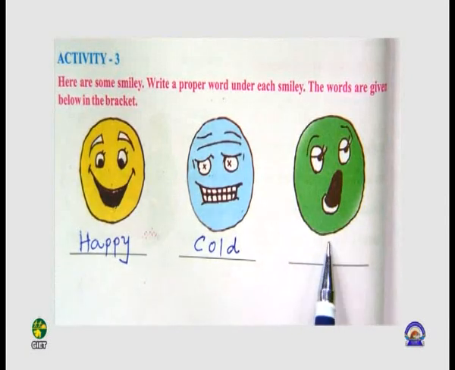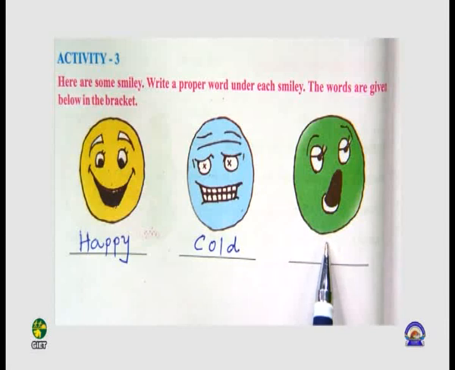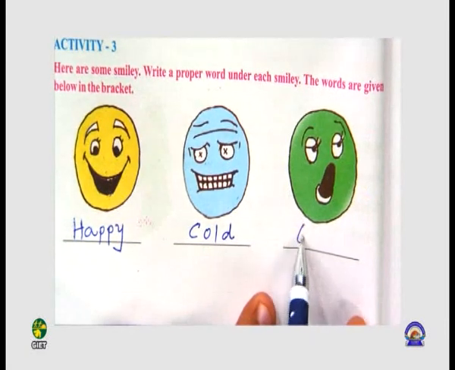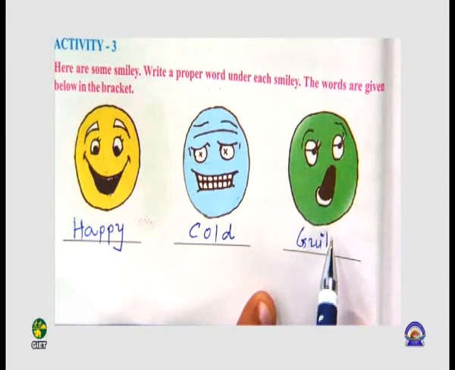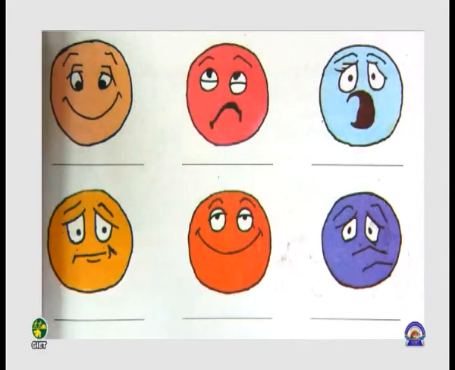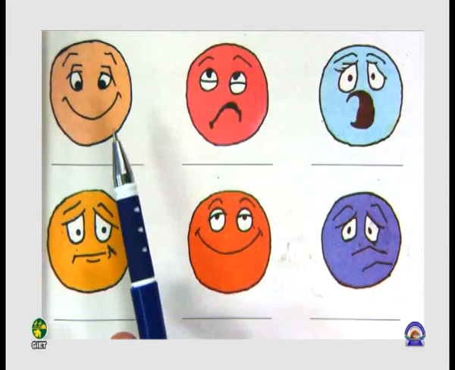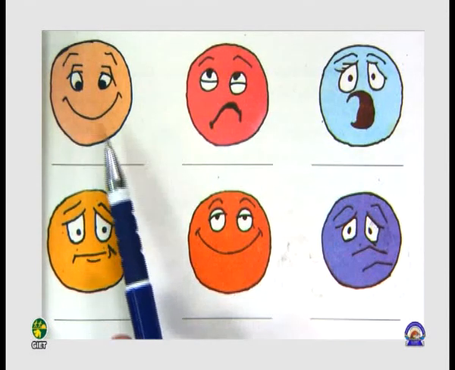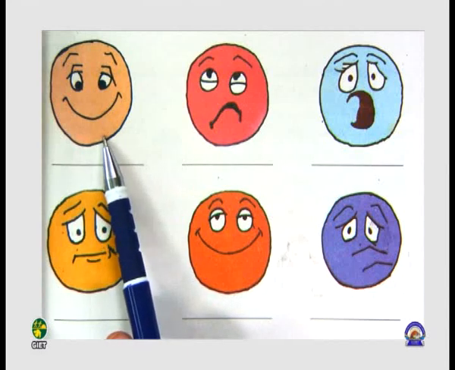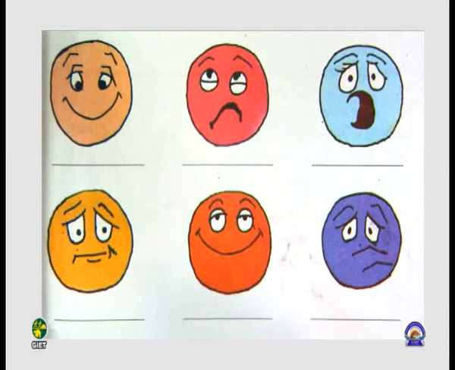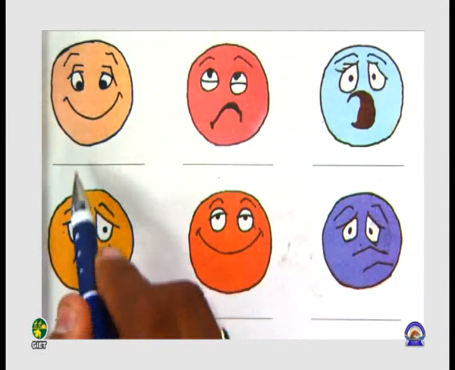Student, what do you think about the third smiley? Think about it. Yes, it is guilty. Very nice. Write down guilty. Receiving center teachers are requested to help their students. Student, look at this smiley. What do you think about this smiley? Yes, you are right. It is satisfied. Very good. Now, write down the word.